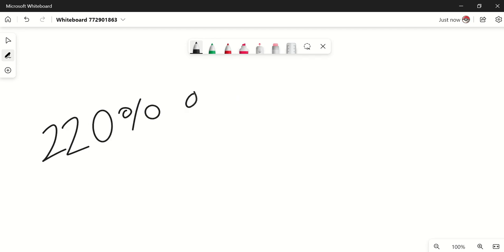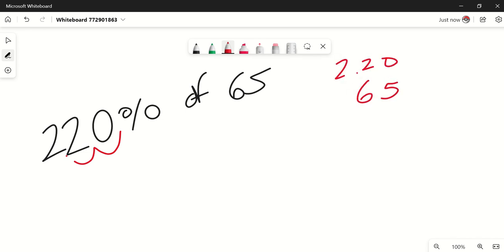220% of 65. I'm going to use the decimal method because all I'm going to do is 65 times 2.20. And again, you put the longer number on top. 5 times 0 will be 0. 5 times 2 will be 10. Carry the 1. 5 times 2 again will be 10, plus the 1 will make 11. Placeholder 0. I'm going to ignore this 1 I carried over.